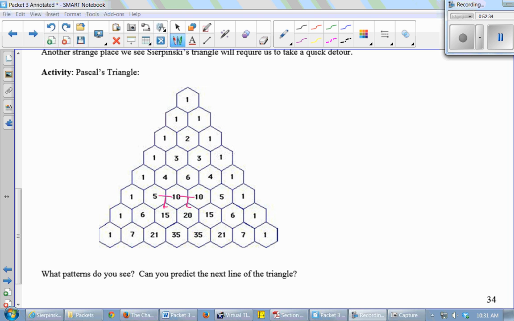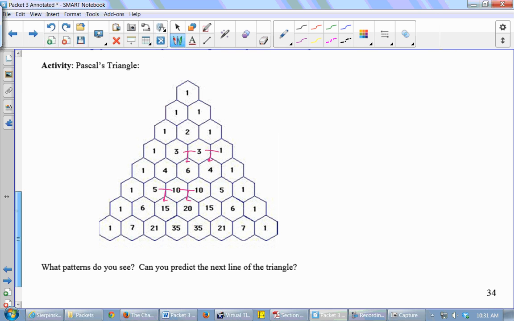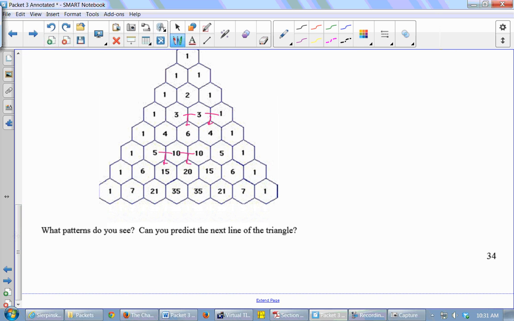Any number is always the sum of the two numbers above and to the left and right of it. So this 6 came from the 3 and the 3, right? And this 4 came from the 3 and the 1. So if I wanted to write out the next row, it looks like I always have 1s on the outside, so I'll put a 1 here and a 1 here. And then each other number in the row is the sum of the two above it.